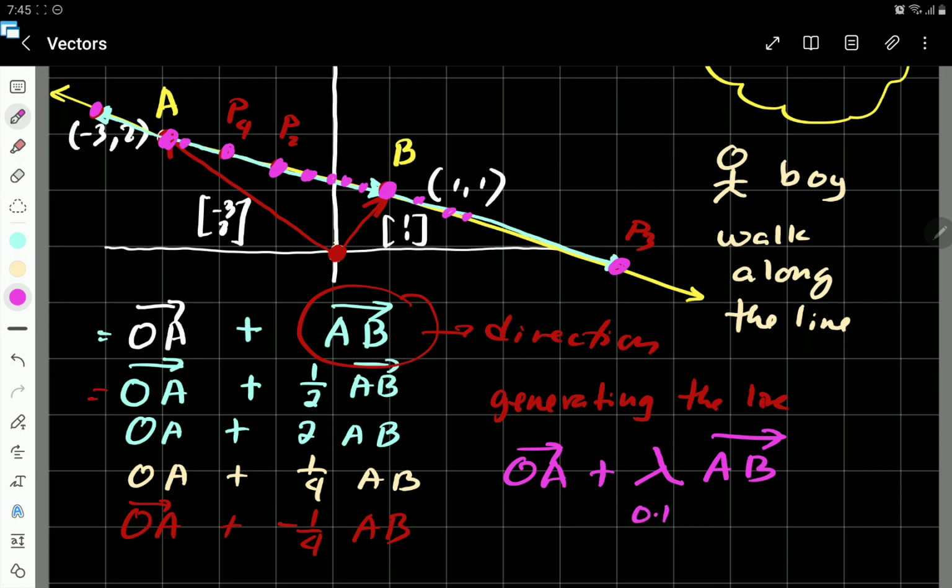So that's going to be very tiny there. What about if my lambda is 10? So that's going to be beyond this line here. What about if my lambda is 3/4? Then it will be on the quarter, somewhere here, right? So what I am saying is that as long as this boy follows these, then this boy will generate the line. Okay? The boy will generate the line.